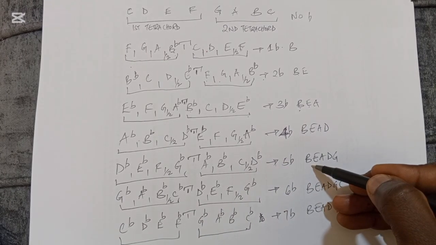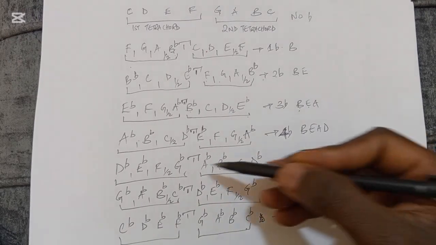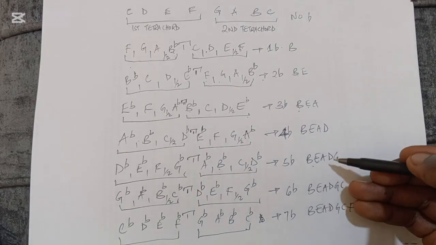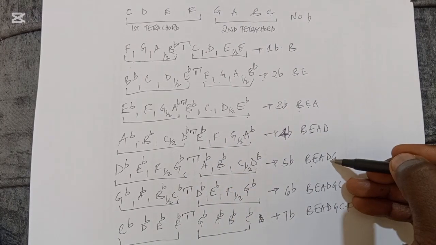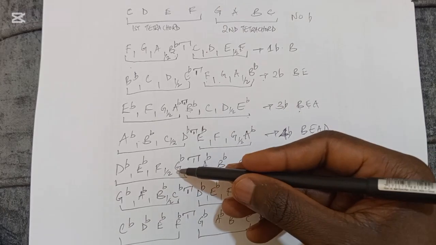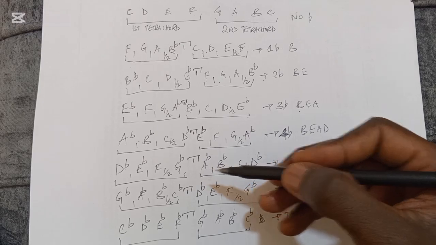So the first flat is on B, the second one is on E flat, then the third one is on A, which has been flattened. The fourth one is on D, which has been flattened. Then the fifth one is on G. G has also been flattened in the key of D flat major.